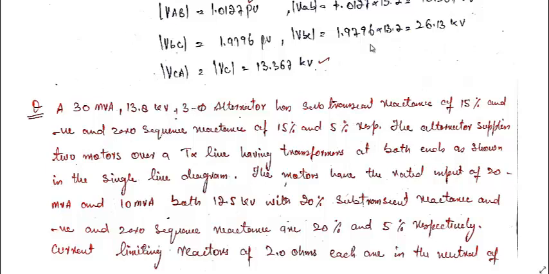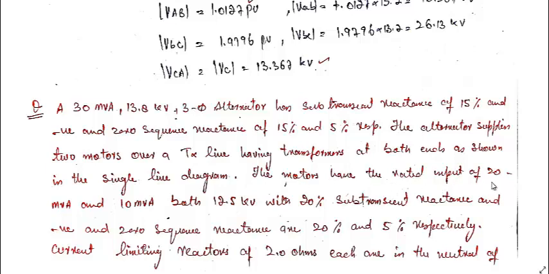So let us first read the question. The question reads like this: a 30 MVA, 13.8 kV three-phase alternator has a subtransient reactance of 15% and negative and zero sequence reactance of 15% and 5% respectively. It means the alternator has 0.15 per unit positive reactance, and 0.15 is the same negative sequence reactance. And zero sequence reactance is very small. The alternator supplies two motors over a transmission line having a transformer at both ends as shown in the single line diagram. That will come on the next page.